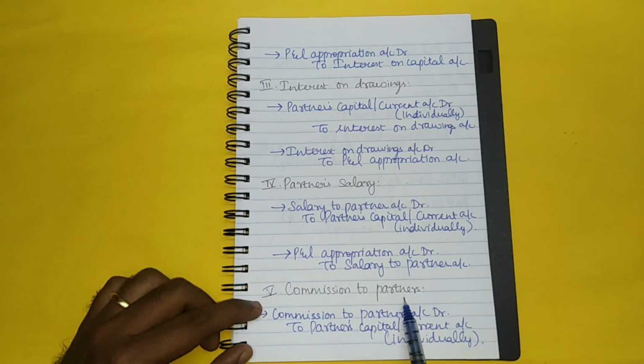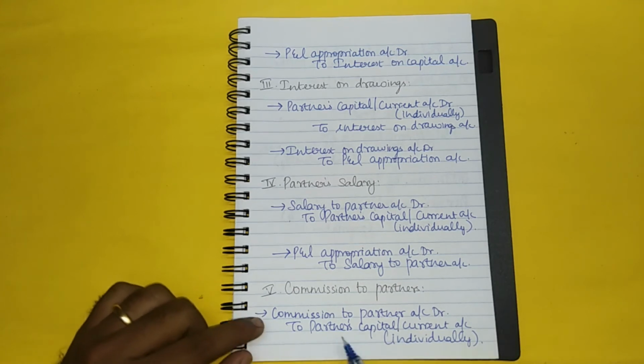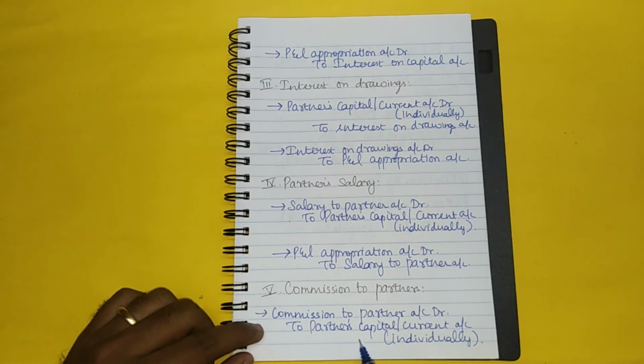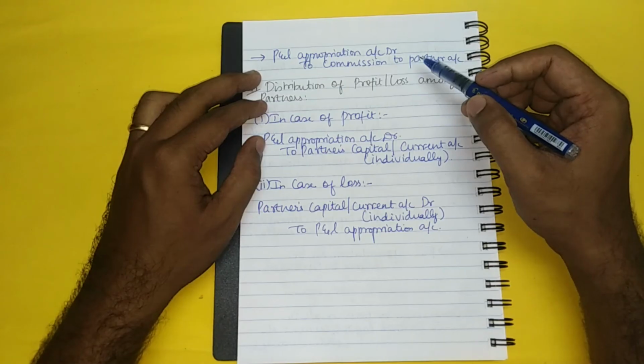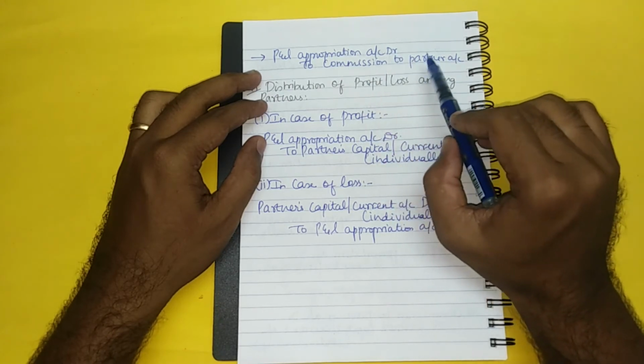The next adjustment is partner's commission. First, we need to credit the commission to partner's capital account. For that, the entry is commission to partner account debit to partner's capital or current account, which needs to be credited individually. Next, we need to transfer the commission allowed to profit and loss appropriation account. The entry is profit and loss appropriation account debit to commission to partner's account.